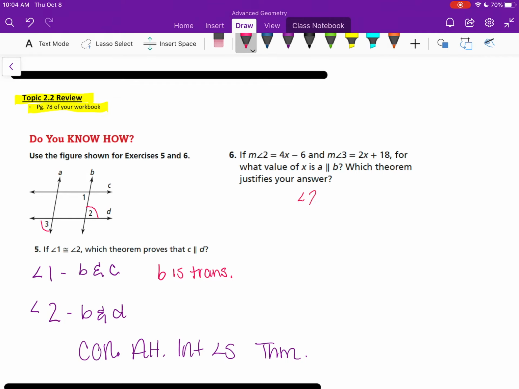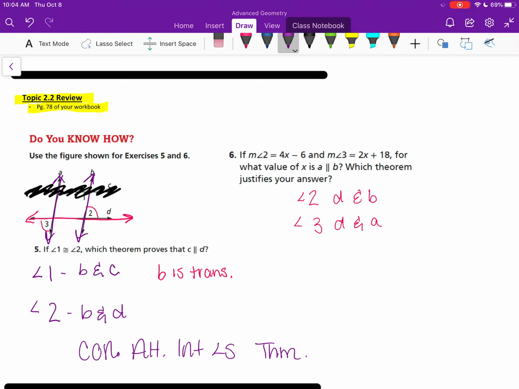Angle 2 happens at the intersection of line D and line B. Angle 3 happens at the intersection of line D and line A. So that tells us that line D is our transversal, and then our potential parallel lines are A and B. So the one we don't even need to look at right now is line C. We don't need that.